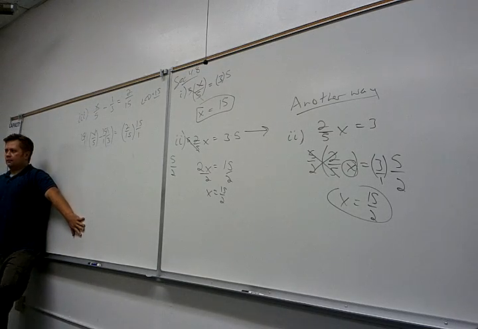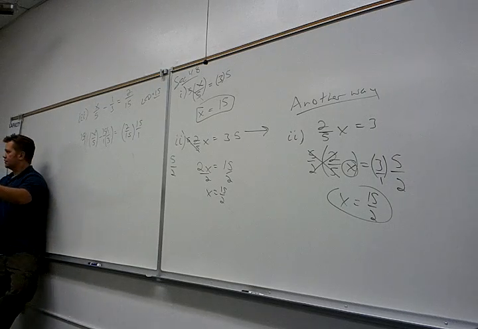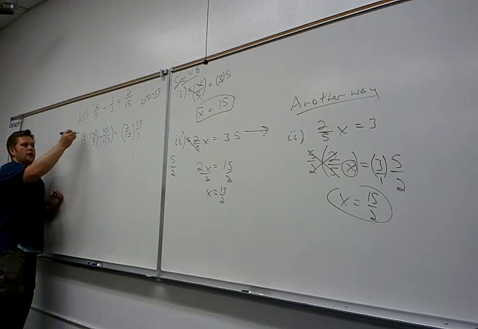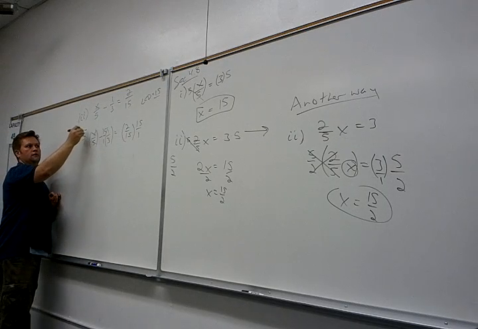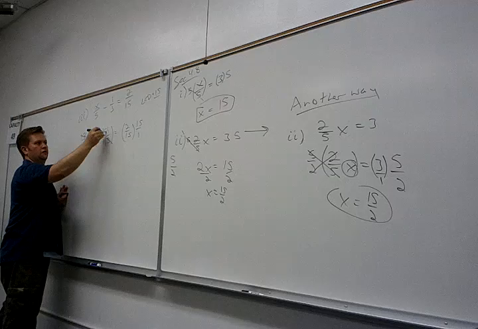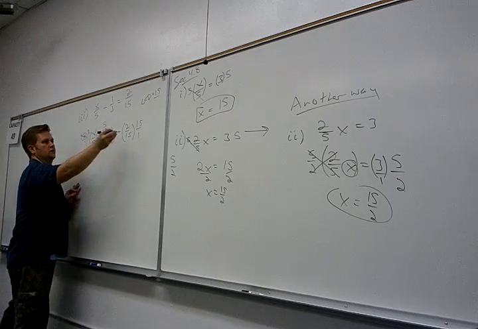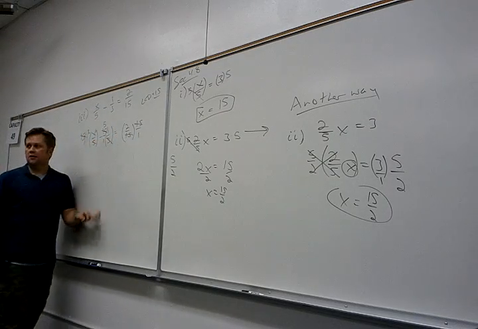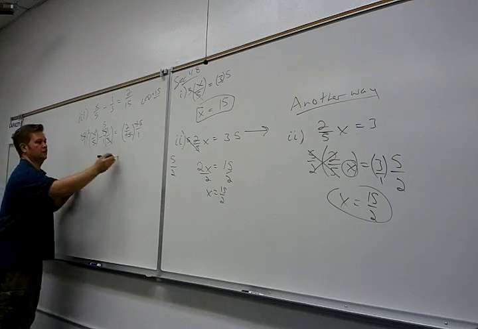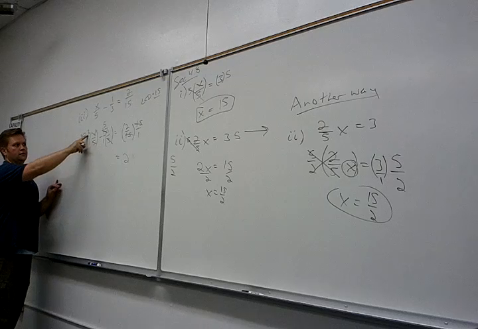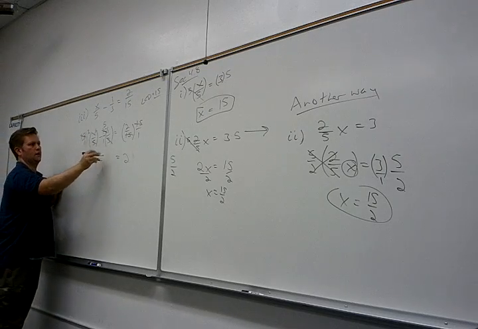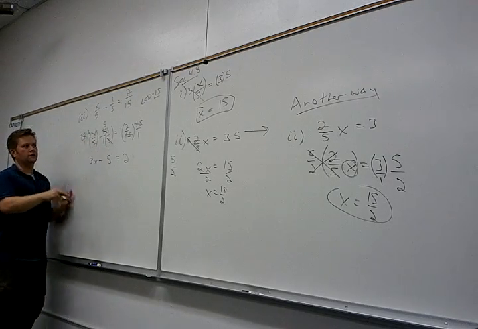Now that looks ugly at the moment because we just loaded up everything with something else. But what happens right after that? 5 goes into 15 3 times. 3 goes into 15 5 times. And 15 goes into 15 1 time. Yay. So on this side I get 2. Here I get 3x minus 5.